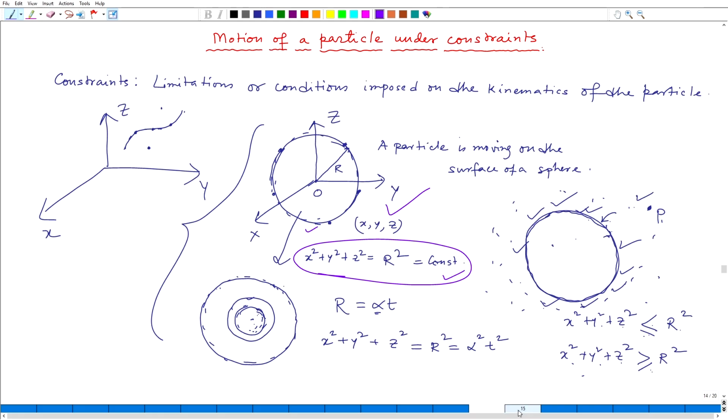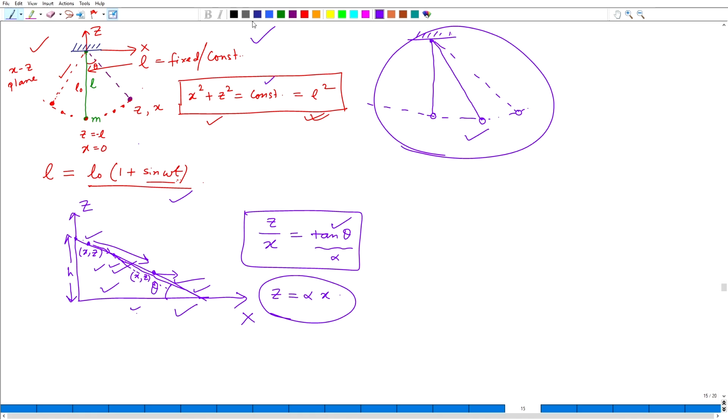Those constraints, so I can now write some vocabularies. The constraints without explicit time dependence is a scleronomic constraint.